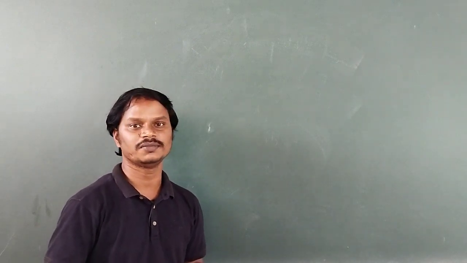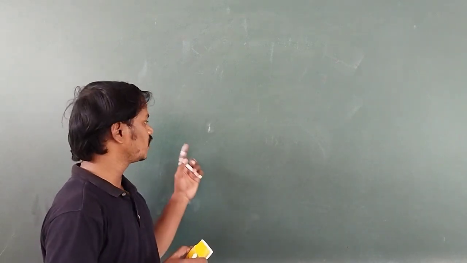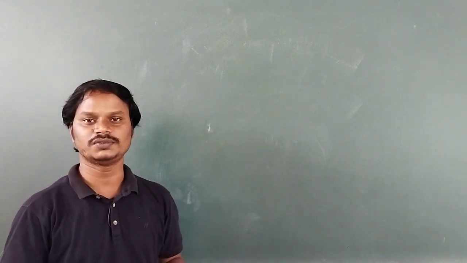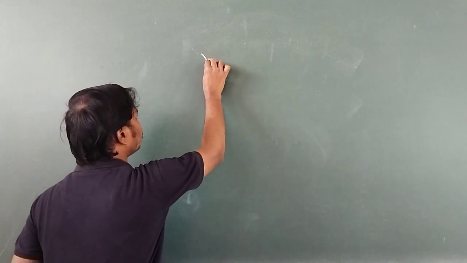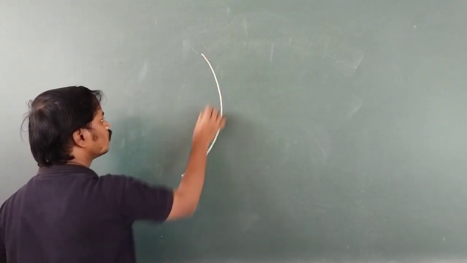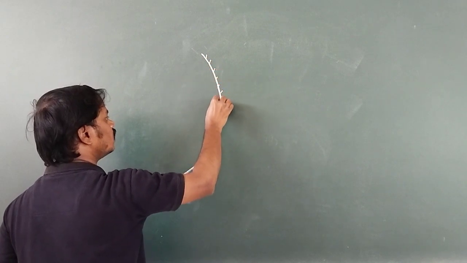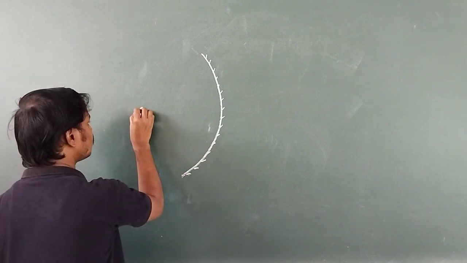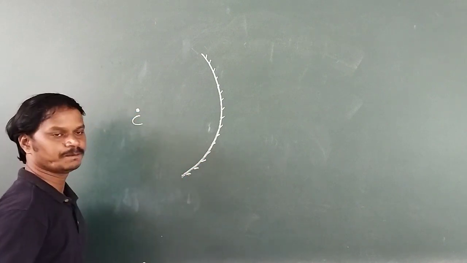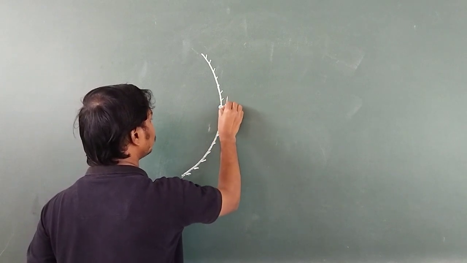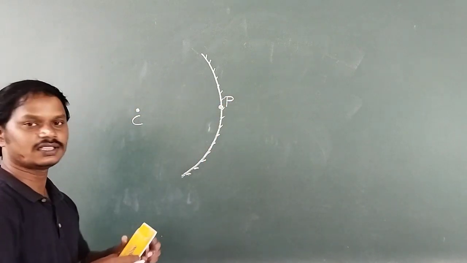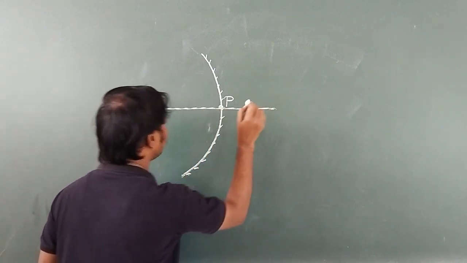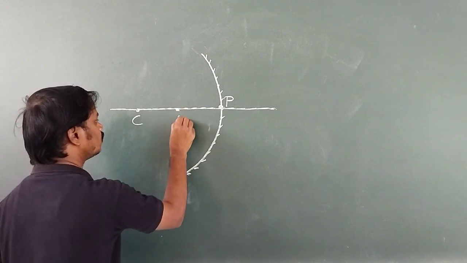See here, in case of concave mirror, magnification may be positive or negative. That depends on the position of the object. So let us consider this concave mirror. In case of concave mirror, the reflecting surface is towards the center of curvature. This is the center of curvature, let us take C. Now it is pole P, and the line passing through the center of curvature and pole is called principal axis. Then it is principal axis and it is focus.